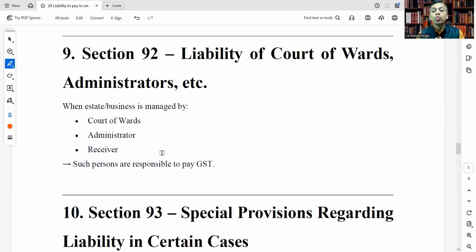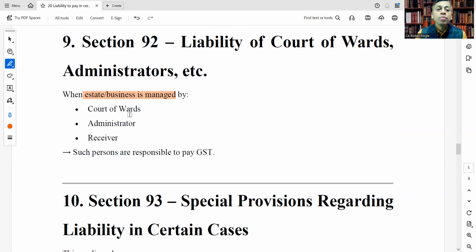Section 92, liability of court of wards, administrators, etc. When an estate or business is managed by the court of wards, administrator, or receiver, in that case, such persons are responsible to pay GST.